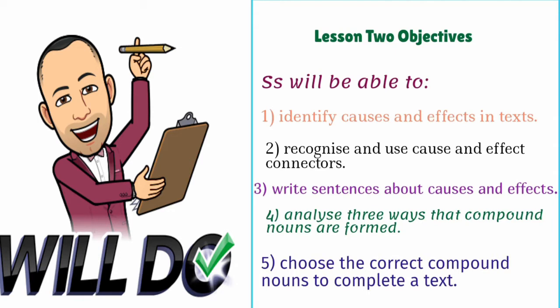In this lesson, students will be able to: first, identify causes and effects in texts. Second, recognize and use cause and effect connectors. Third, write sentences about causes and effects. Fourth, analyze three ways that compound nouns are formed. And finally, choose the correct compound nouns to complete a text.